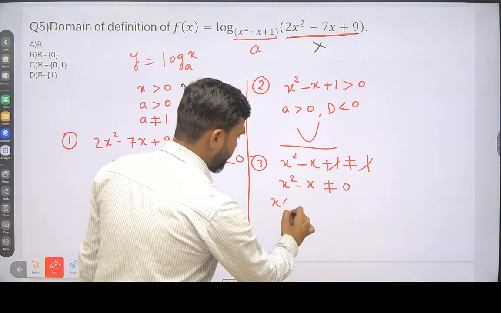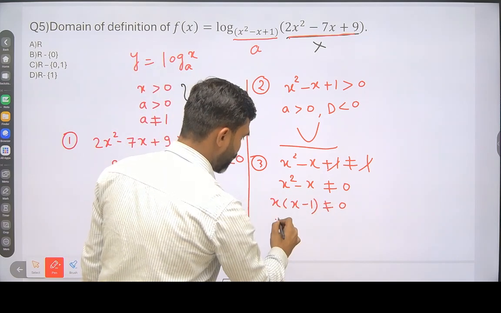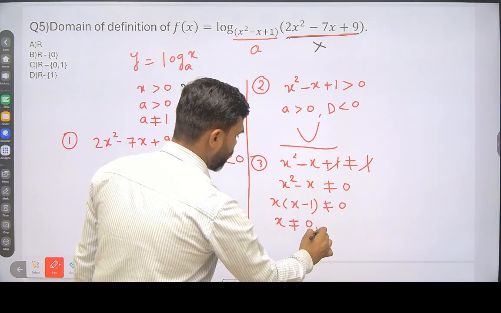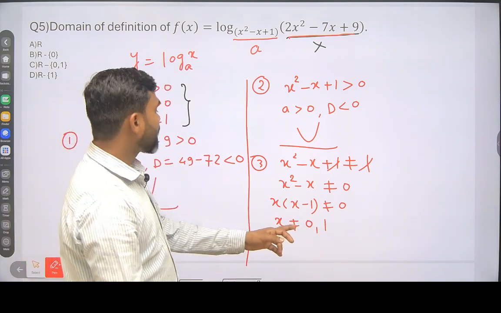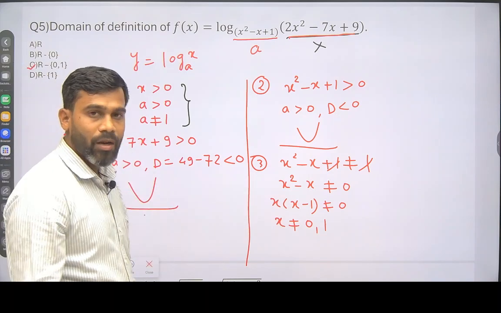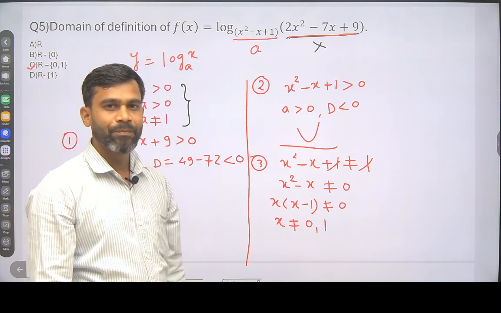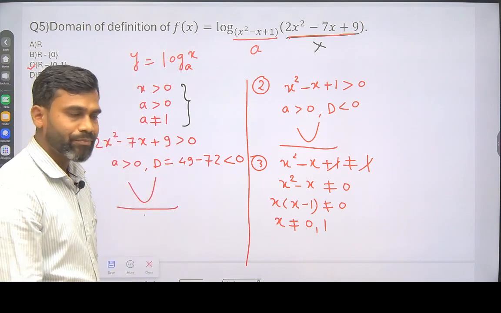So I can take x common here. So you will get x into x minus 1 is equal to 0. So x is not equal to either 0 or 1. So I can take anything on any real values of x except 0 and 1. So answer will be C option, R minus 0 comma 1. I hope you understood, right? Okay. Let us move to the next question.